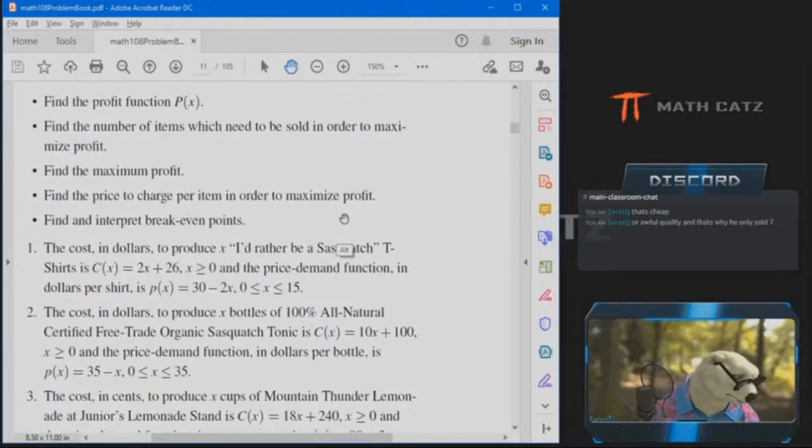Lastly, yeah, you only sold 7, you're right. Maybe the other ones have more realistic numbers. Lastly, we want to find and interpret the break-even point.